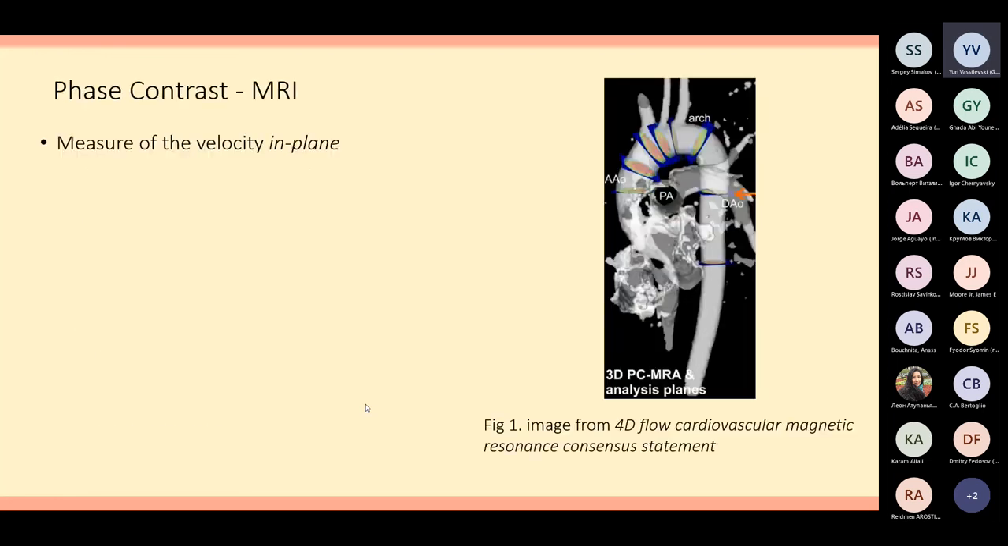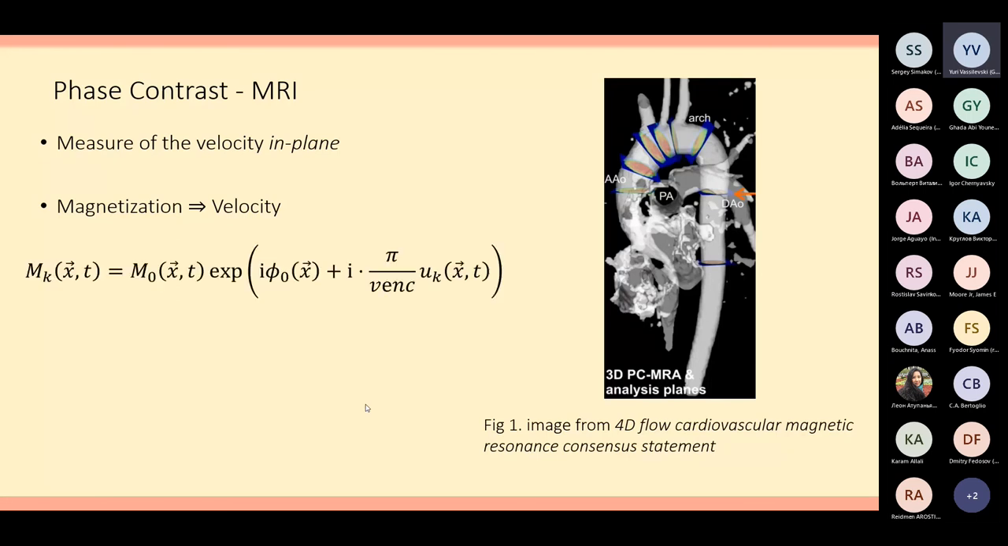So here we go. Phase contrast MRI is a type of acquisition that allows you to measure the velocity of the blood flow in a specific plane. You first need to define, as this picture shows, a lot of planes through the aorta, and you can measure the velocity of the blood perpendicular to the plane. One important thing is that the scanner cannot measure the velocity directly. Instead, it measures the magnetization of the spins in this slice. This magnetization can be expressed as a complex quantity like this, and the velocity is captured in the phase of this magnetization.